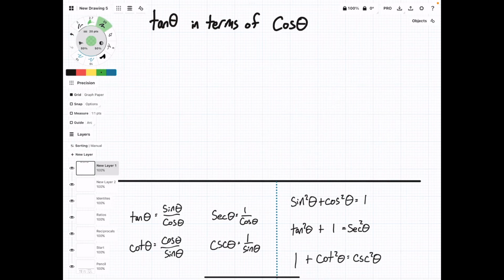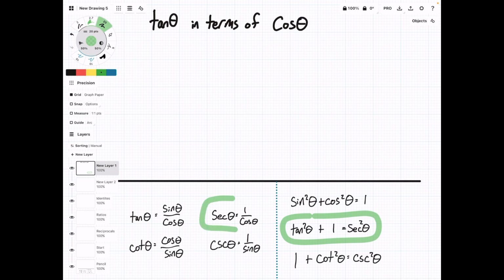To write tangent theta in terms of cosine theta, we're just going to use this identity here and this ratio to go from secant to cosine. So what I mean by that, let's write this out. Tan squared theta plus 1 equals secant squared theta. And then we're going to rewrite this as 1 over cosine squared theta.